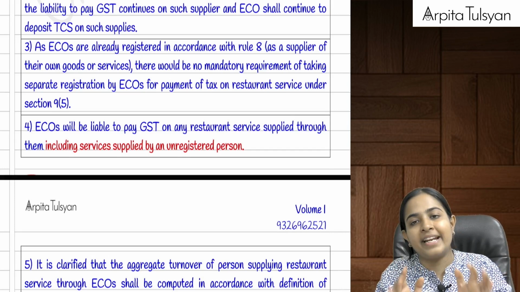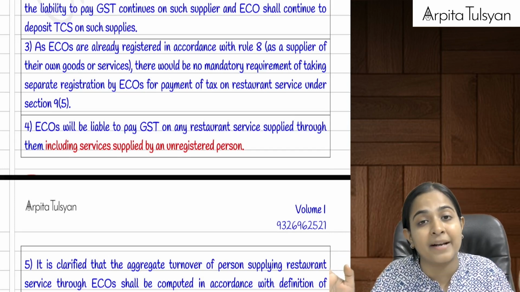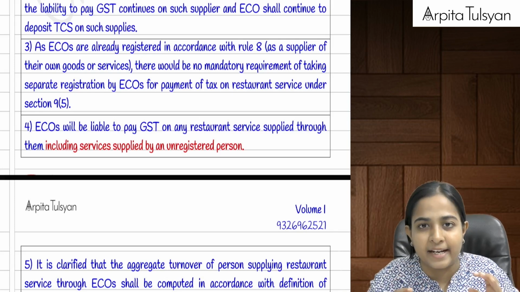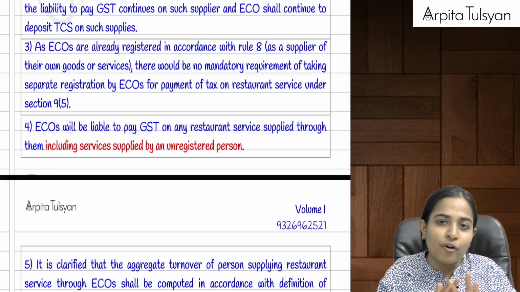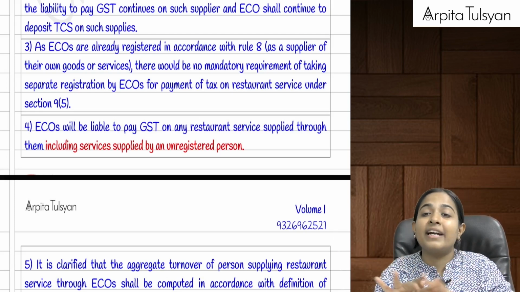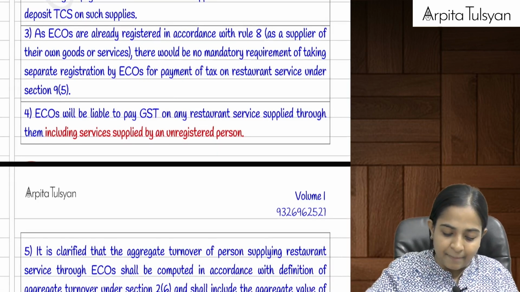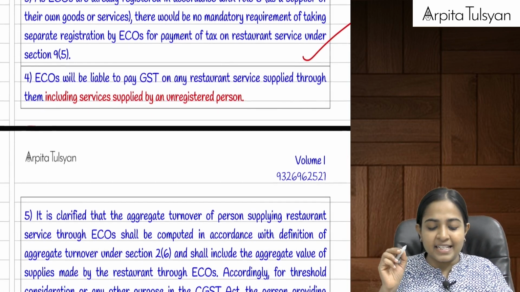ECOs are anyway registered. Irrespective of section 9(5), ECOs are anyway registered under GST as the e-commerce operator. So they have already taken registration from the GST department. They need not take a separate registration for the purpose of section 9(5), that is told here.